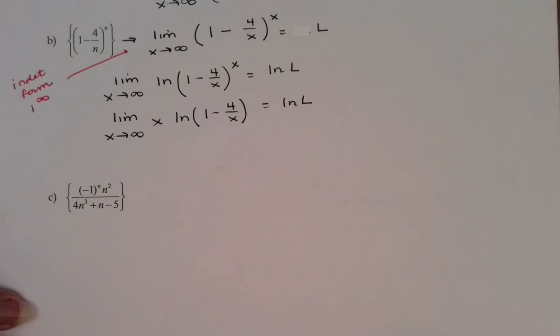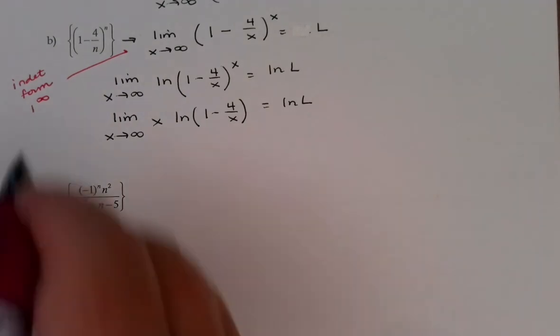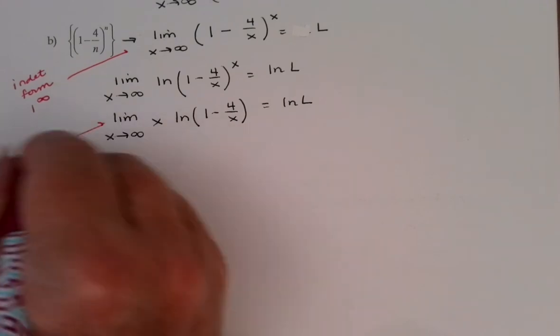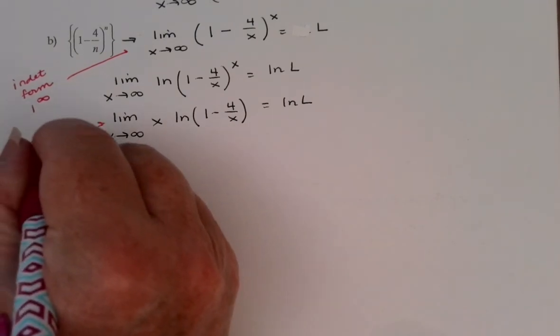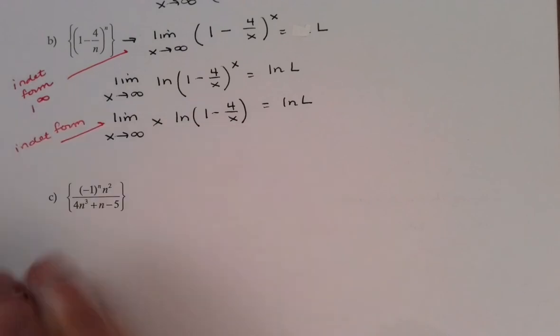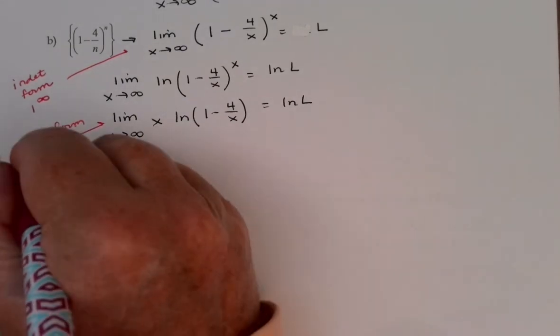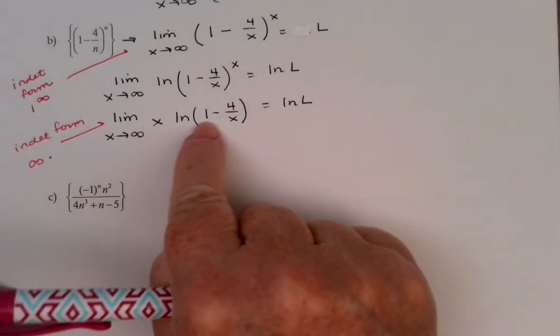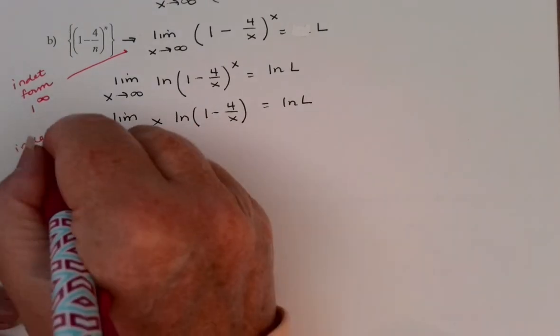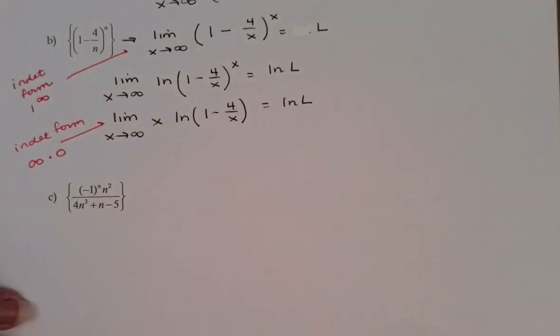And I no longer have an exponential form. Now, unfortunately, I still have an indeterminate form. What I have now is x going to infinity, and this is the natural log of 1, which is 0. So I now have the infinity times 0 form. The way we usually handle that, we try to create a fraction so that we can use L'Hopital's rule. So that's what we'll do here.